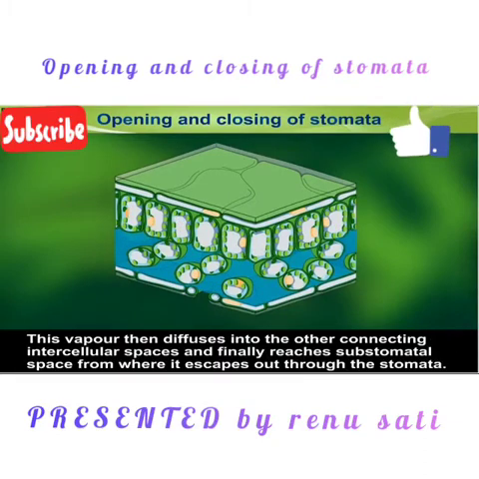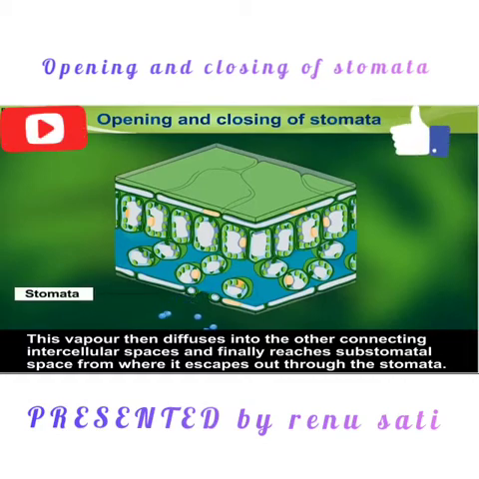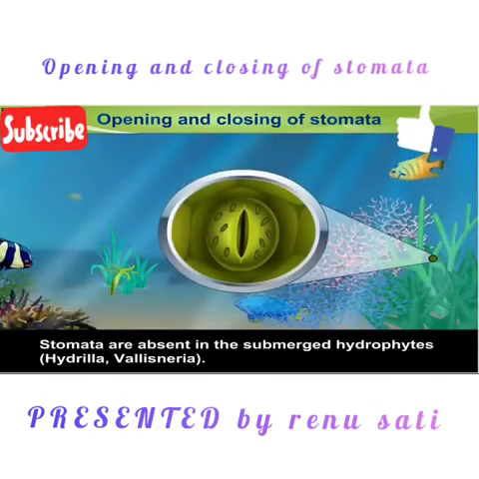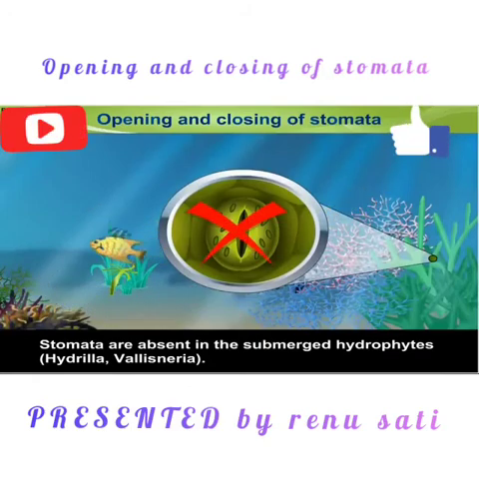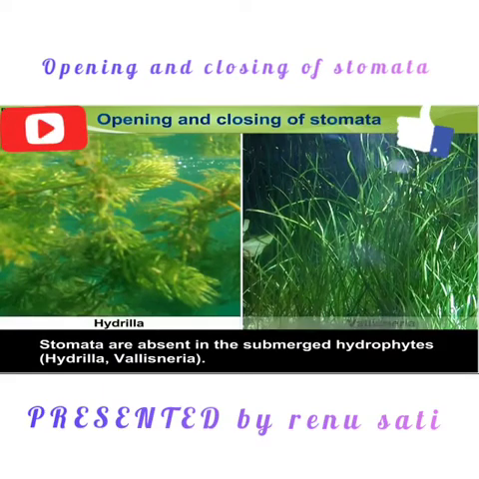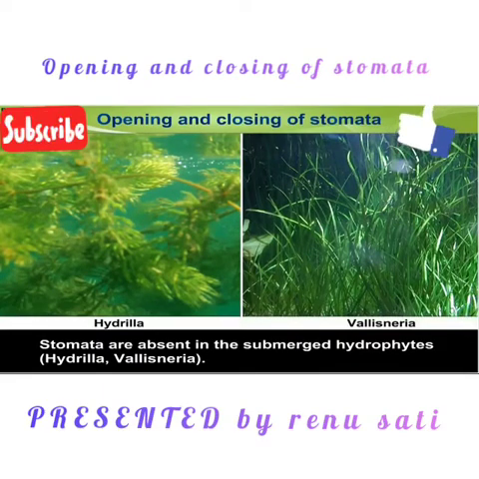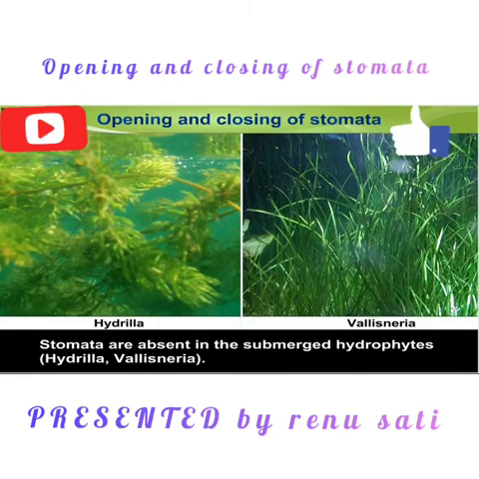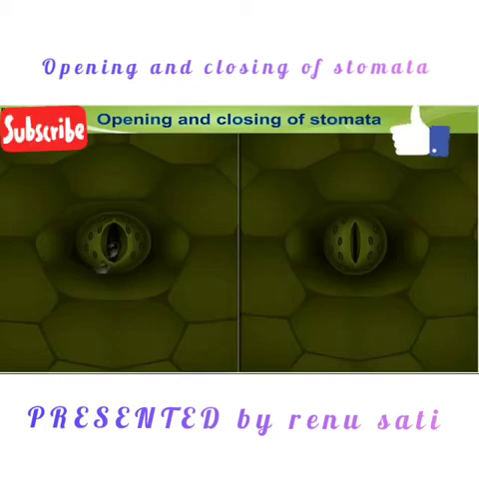movement of the gases and water can take place and comes out in the form of water vapors from the stomata. This vapor then diffuses into the connecting intercellular spaces and finally reaches the substomatal space, from where it escapes out through the stomata. Stomata are absent in the submerged hydrophytes. Hydrophyte means the plants which are present in water, and submerged means completely inside the water.